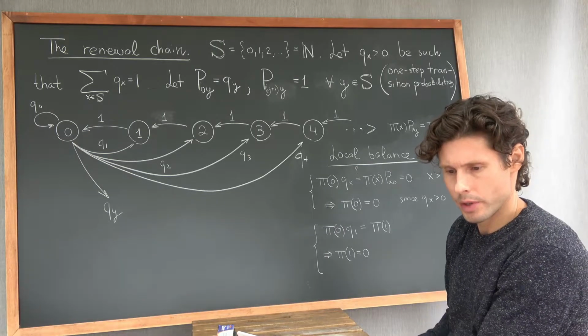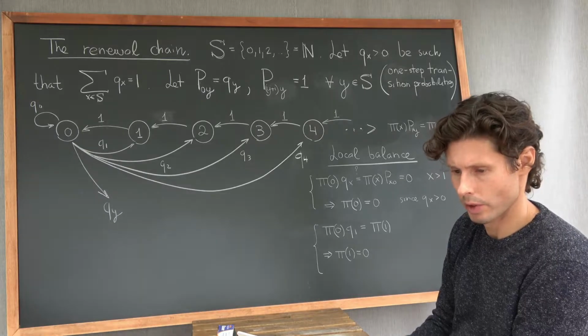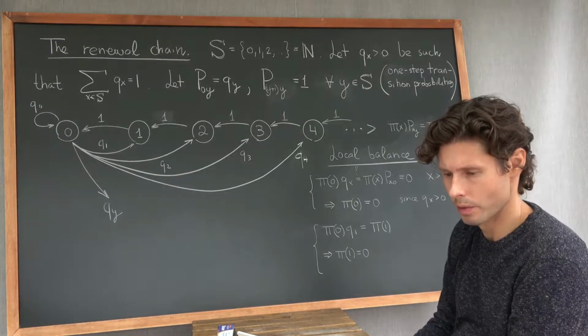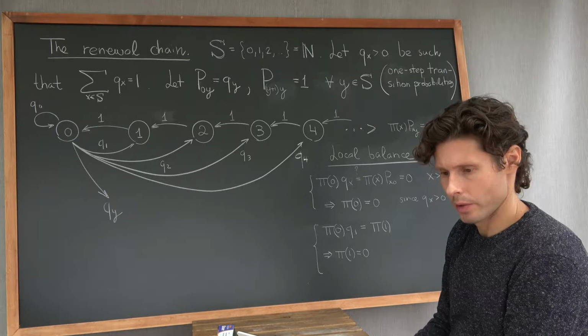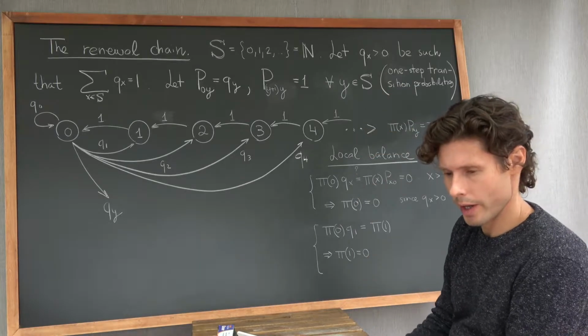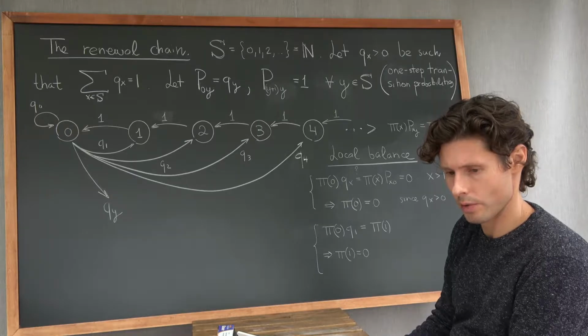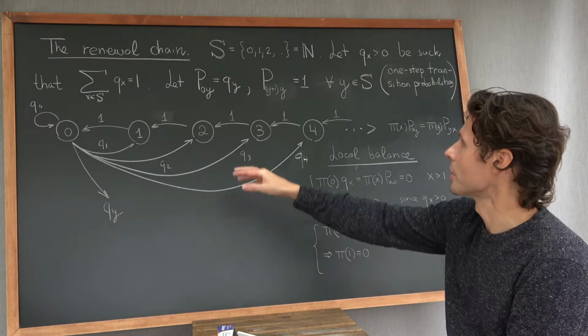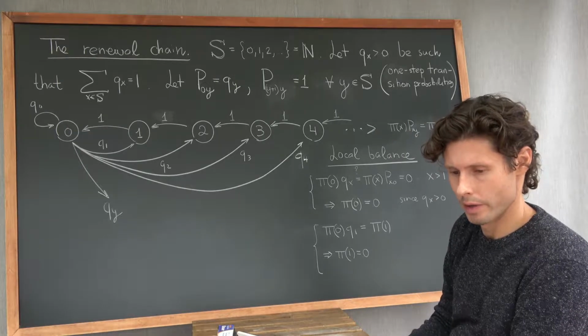Okay, this example is called a renewal chain, and the state space is going to be the natural numbers, so 0, 1, 2, 3, 4, and so on. What we're going to do is take these numbers q_x, defined for every natural number x, and we're going to make sure that they sum to 1 and that each one is strictly greater than 0.